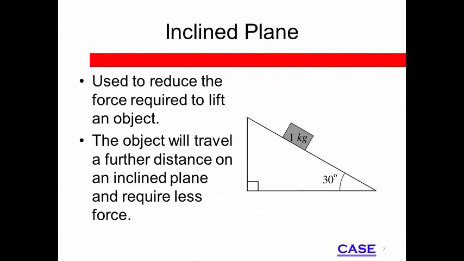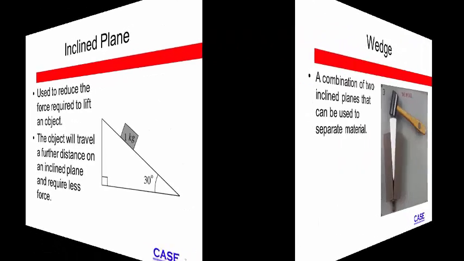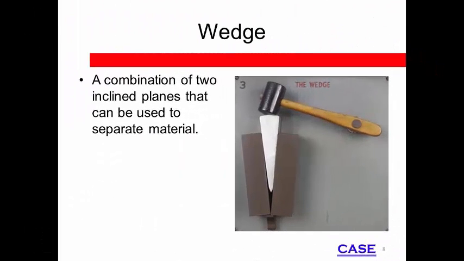An inclined plane can be used to lift an object. Even though the force needed to move the object decreases, the distance increases. Therefore, the work to move the object would be the same as lifting it if there is no friction. Wedges are used to cut and separate material. A true wedge is made of 2 inclined planes combined.